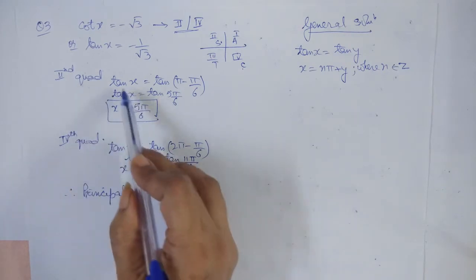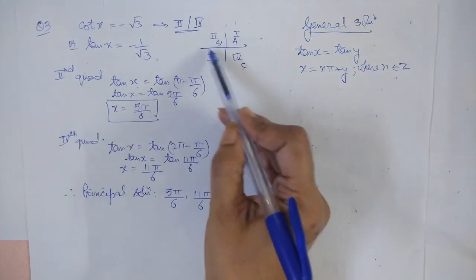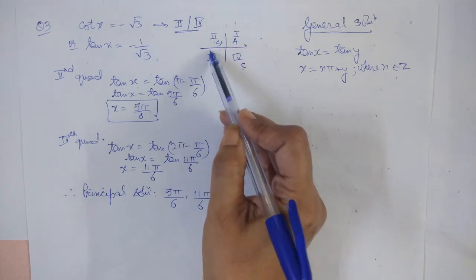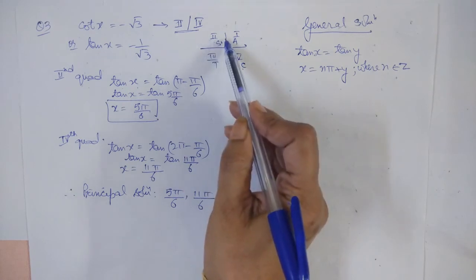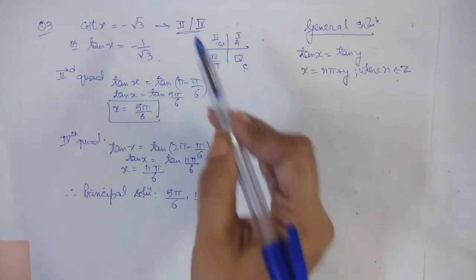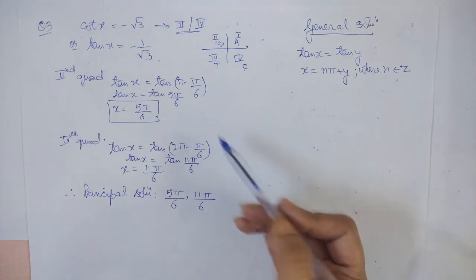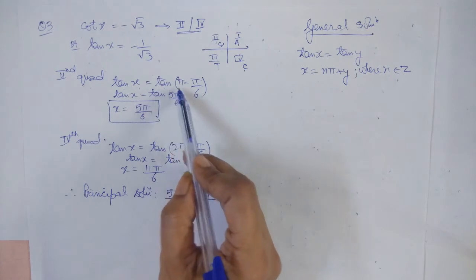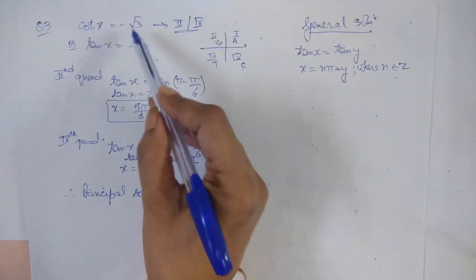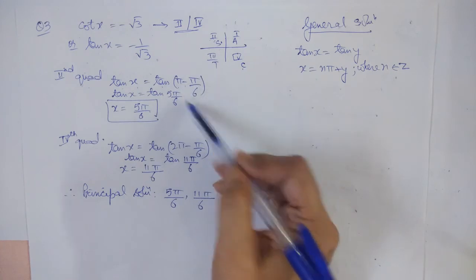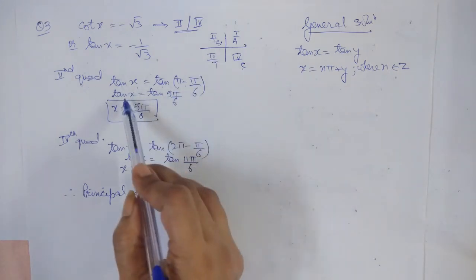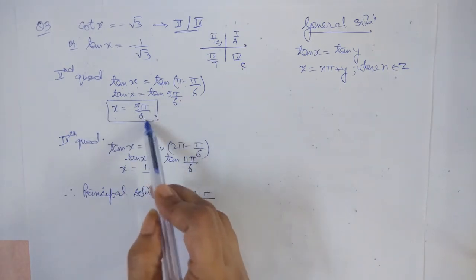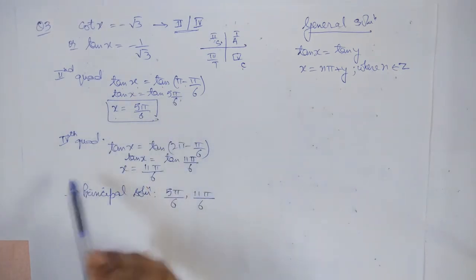So for second quadrant, either we can write 90 plus theta or we can take 180 minus theta, but we will not take 90 plus theta as the trigonometric term will get changed. So we will take 180 minus theta. So tan x equals tan 180 minus, 1 by root 3 at what angle does it come? At pi by 6. Then solve it, you will get tan x equals tan 5 pi by 6. So x value on comparing you will get as 5 pi by 6.